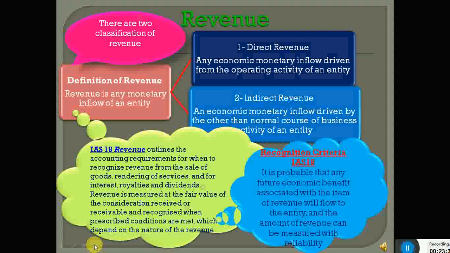The recognition criteria of IAS 18, accounting for revenue, is that it is probable that any future economic benefit associated with the item of revenue will flow to the entity, and the amount of revenue can be measured reliably. Once you can reliably measure the amount of the revenue, then you can record the revenue, and it is realized and recognized. It can be disclosed in the financial statements.